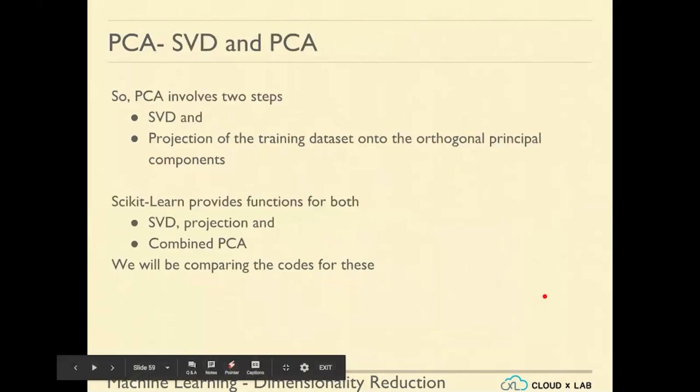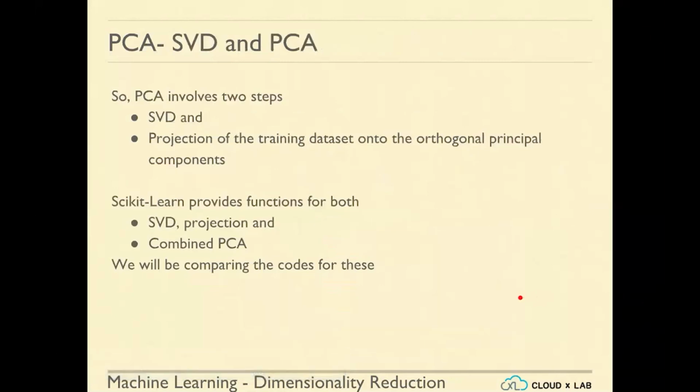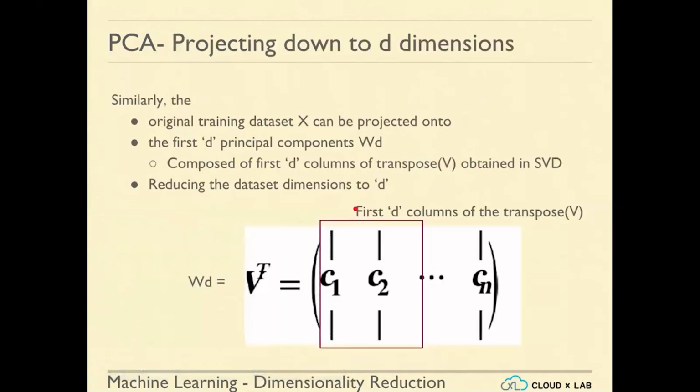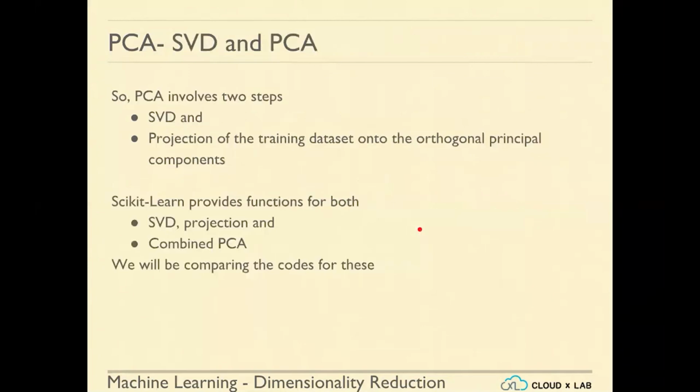So PCA involves two steps. One is SVD. All right, that's correct. First column, yes, W1 and V, yes, that's correct. Thank you, Deepak. Thank you for sharing that part.